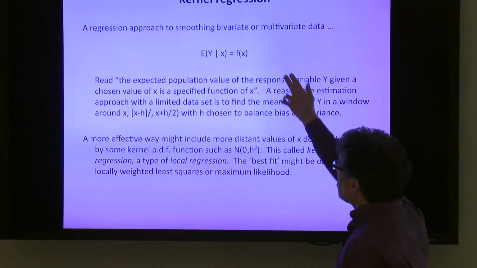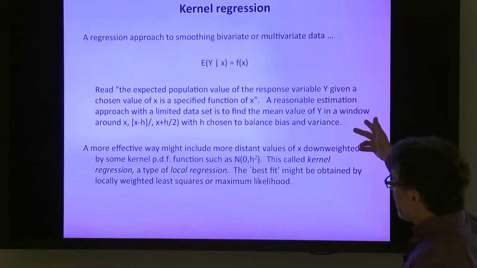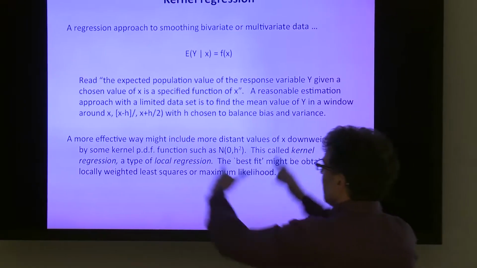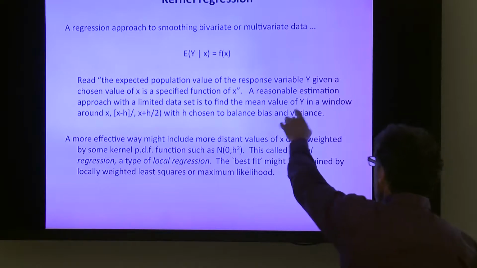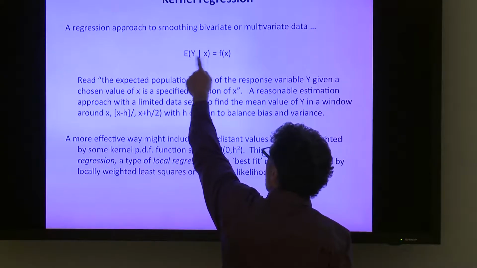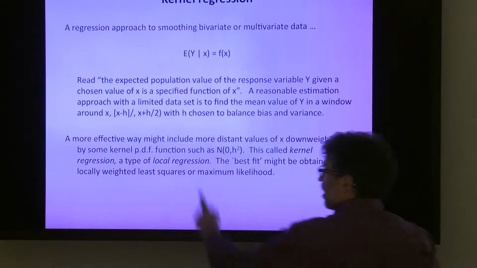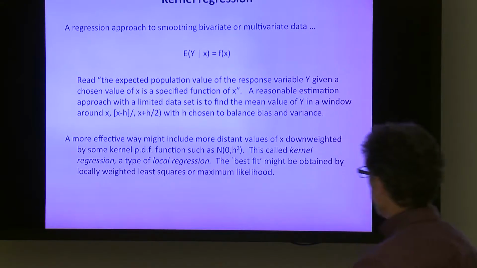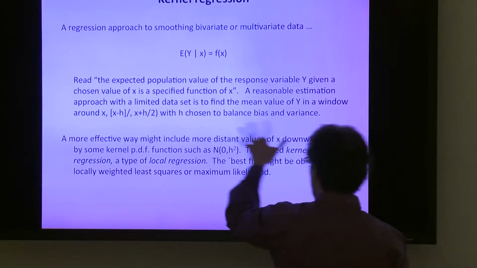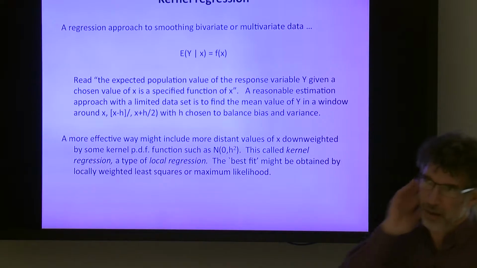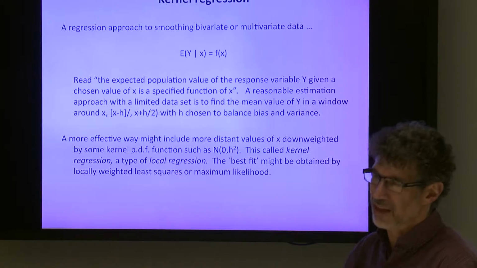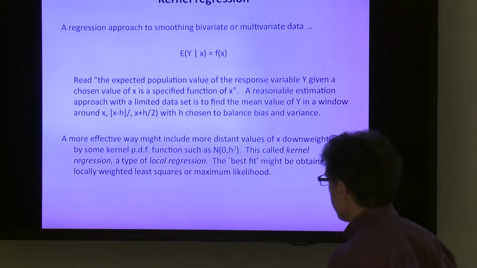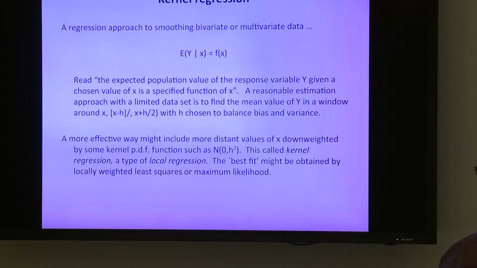Okay. But when you write it this way, a reasonable estimation approach, if you have a data set that's not infinitely perfect, is to find the mean in some window around the value x, and the width of the window might be h. The same bandwidth we've talked about before with Gaussians. And once again, you can choose h to minimize the sum of bias squared and variance, or to balance the contributions from bias and variance.